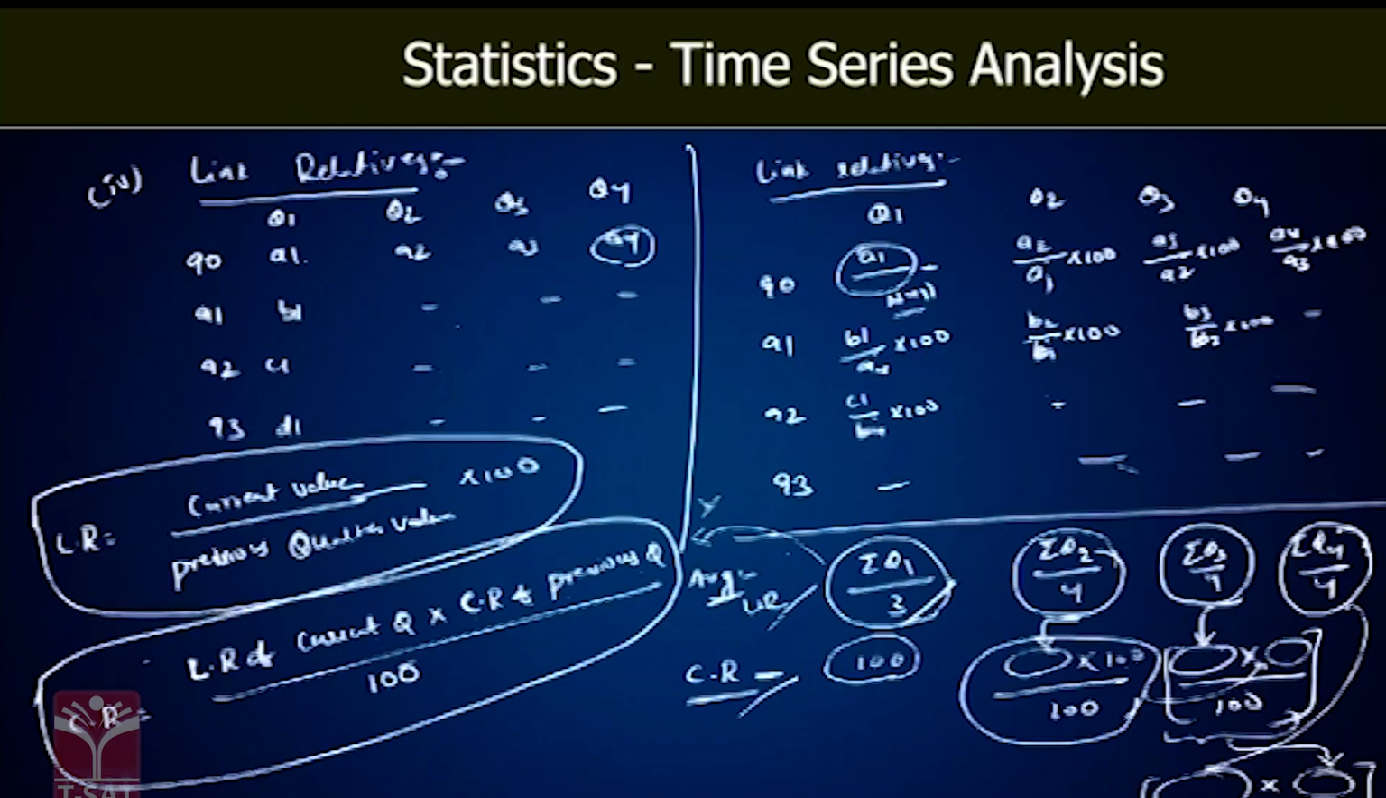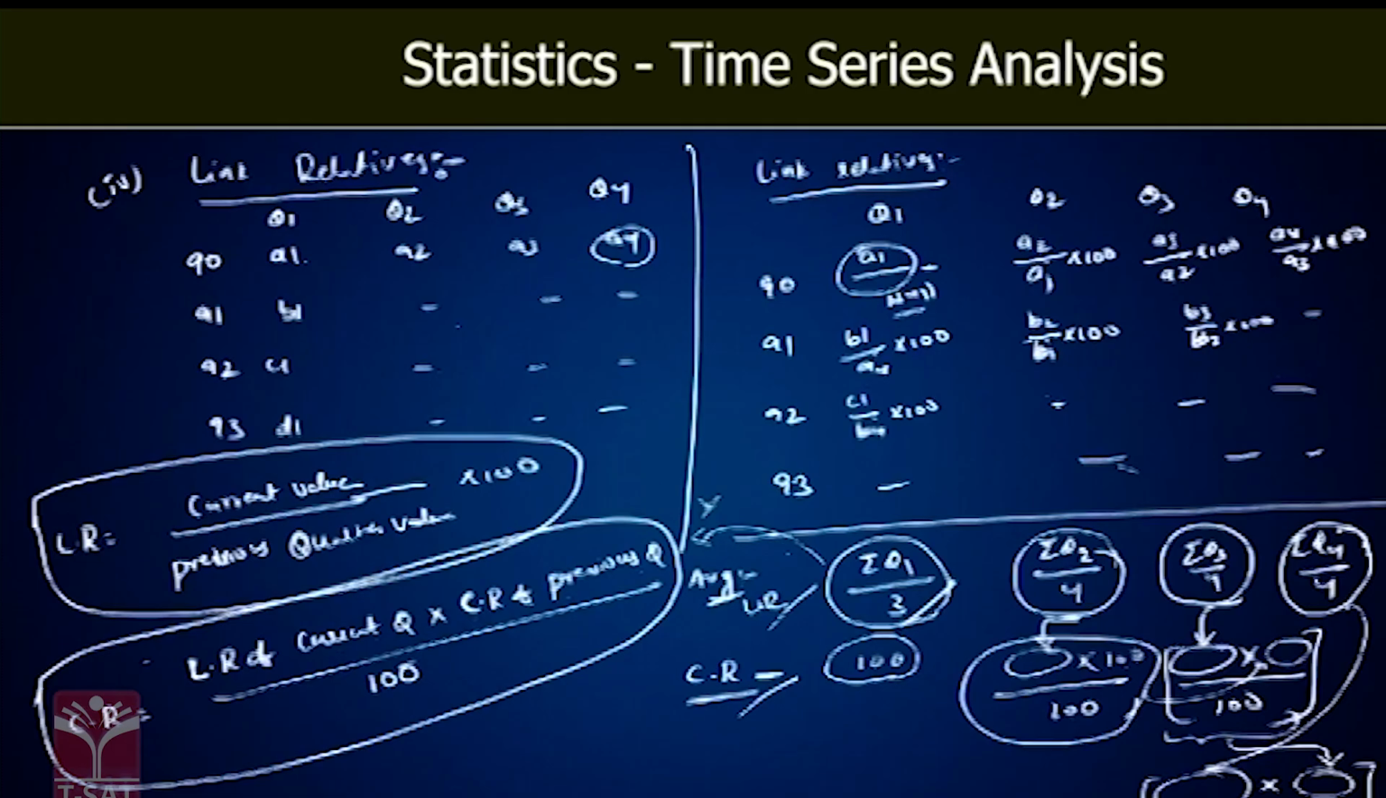So that will be the chain relative for the fourth quarter. Now, okay, that is a chain relative for the fourth quarter. After all the chain relatives values are found, what should we do? The method is not yet completed.